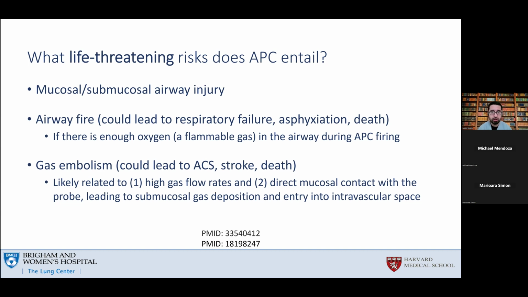And we have some understanding of why it happens. It appears to be related, based on prior research studies, to high gas flow rates, one. So when you're setting your APC, and I'll show you a picture of a typical setting, you want to really make sure you keep those gas flow rates low. Secondly, direct mucosal contact with the probe could also increase the chances that you're depositing a lot of that gas not in the airway lumen, but in the submucosa. And from there on, it might be much easier for that gas to get inside the intravascular space and cause this potentially fatal complication. So airway fire and gas embolism are the two real big problems, life-threatening events you should really target to never see in your career, that can happen with APC.